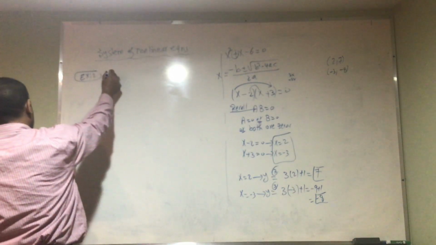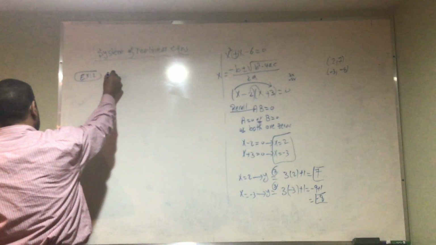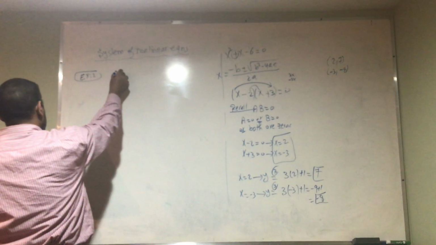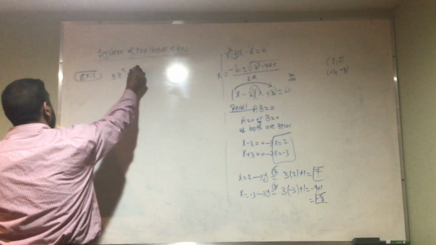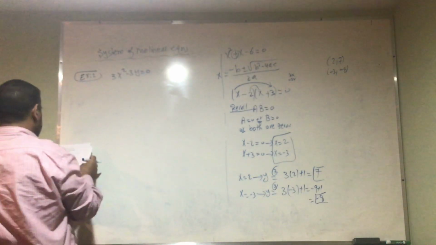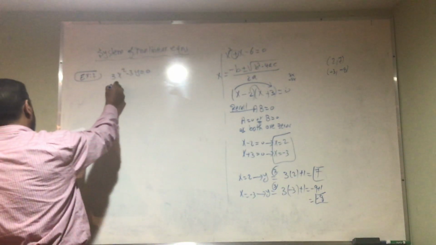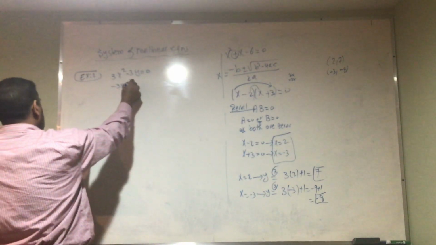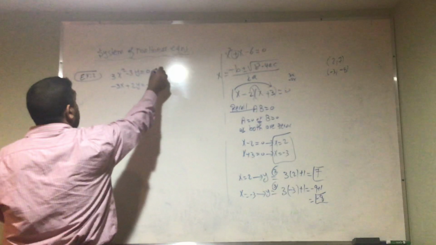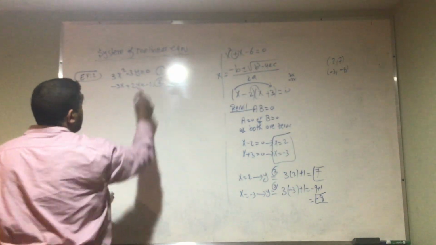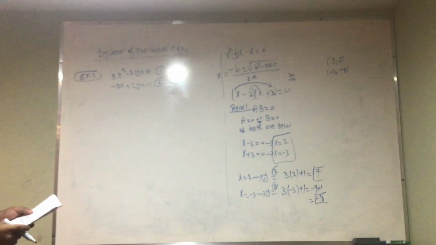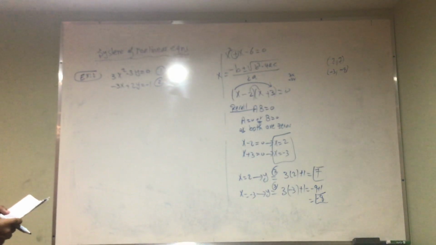So what do you have? You have 3x squared minus 3y equals 0. And the second equation: minus 3x plus 2y equals minus 1. That is equation 1, and that is equation 2. All right? So how do we solve these equations, guys?